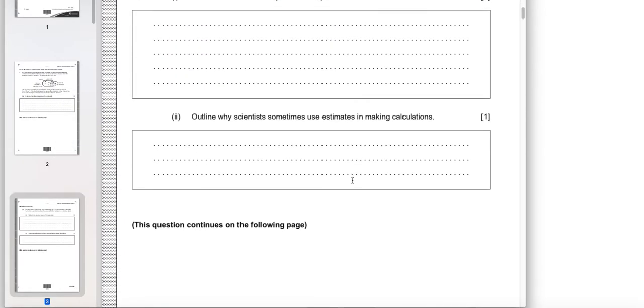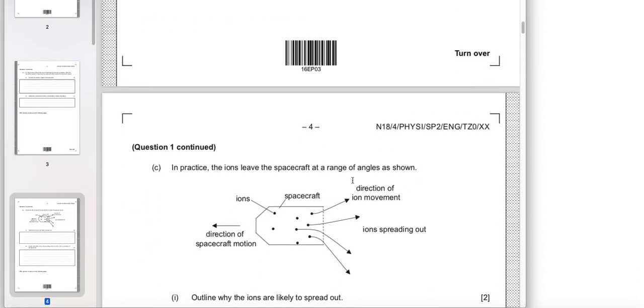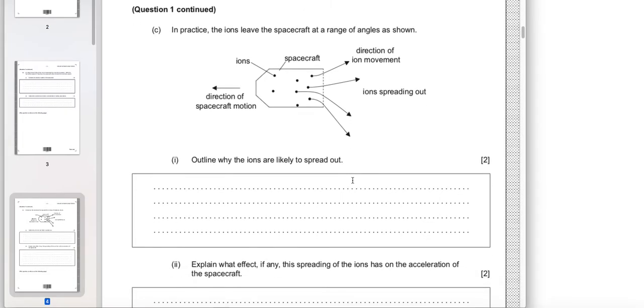Outline why scientists sometimes use estimates when making calculations. Because it makes calculations easier, just this.